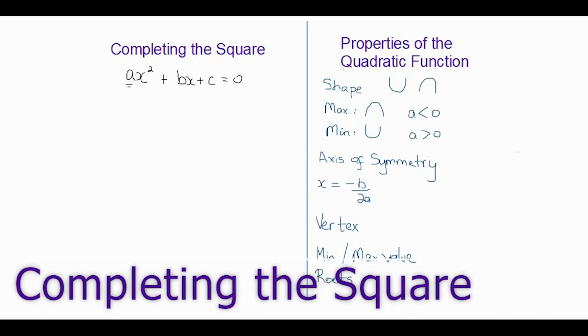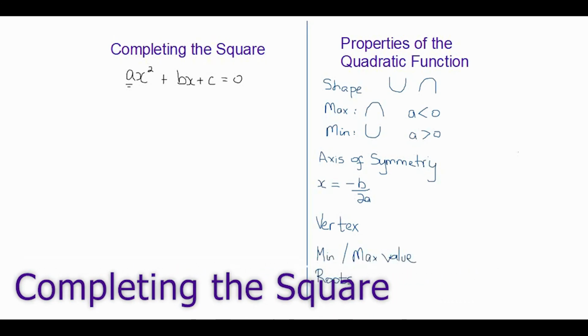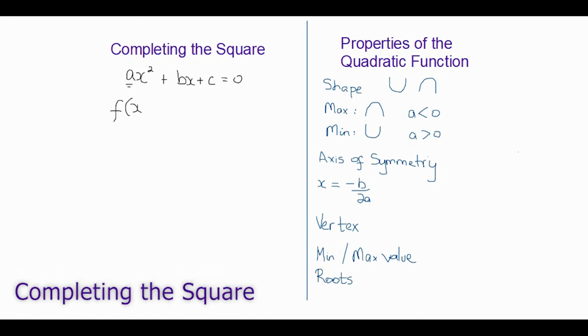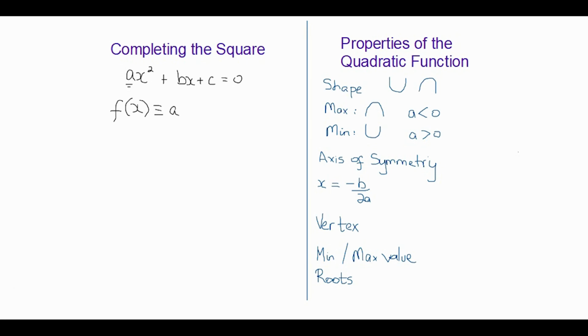When we talk about completing the square, we're talking about being able to express any quadratic function in the form a(x + h)² + k, where a, h, and k are constants. So these can be any real numerical value.